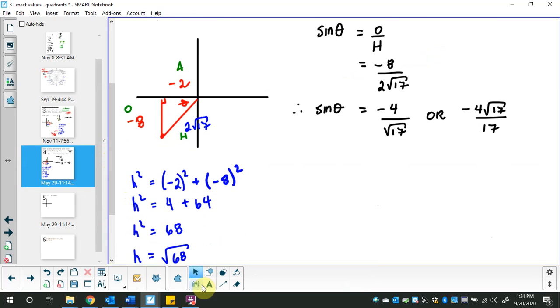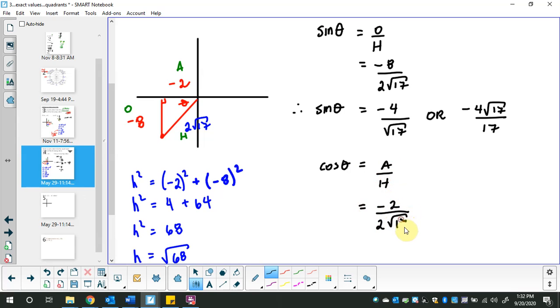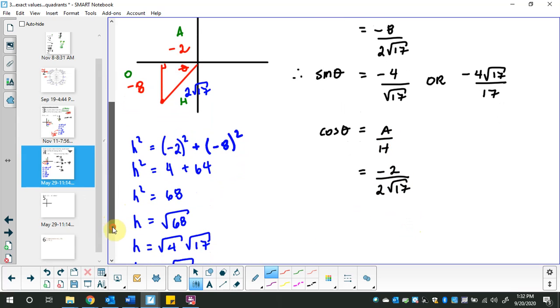we have to do cos as well. So cos is adjacent over hypotenuse, so negative 2 over 2 root 17. Above I did negative 8 divided by 2 is negative 4. Here I'm doing negative 2 divided by 2 is negative 1 over root 17. That is my cos theta ratio. Again, if you want to impress somebody, there's your impressive answer.